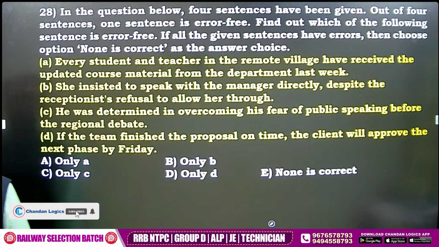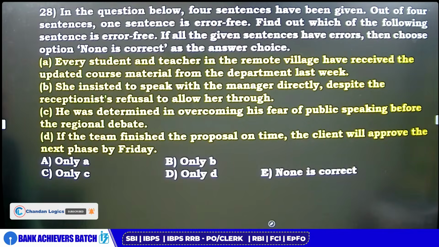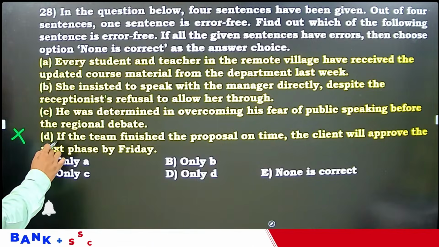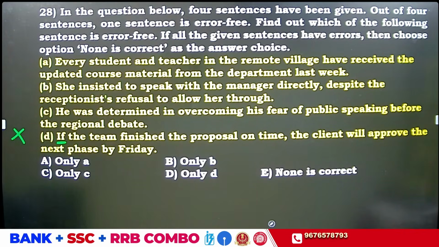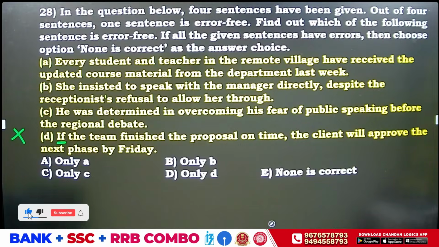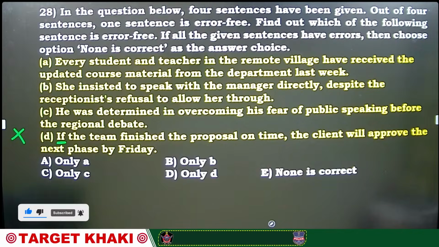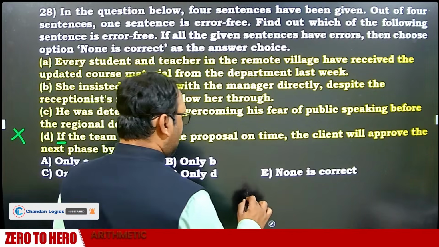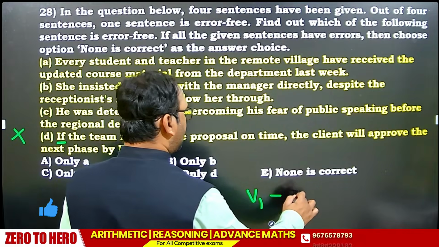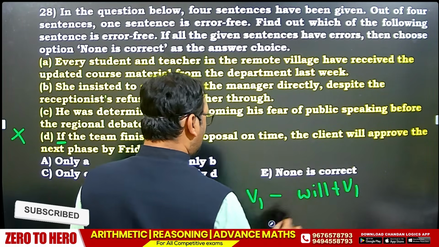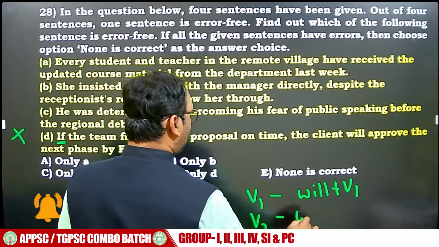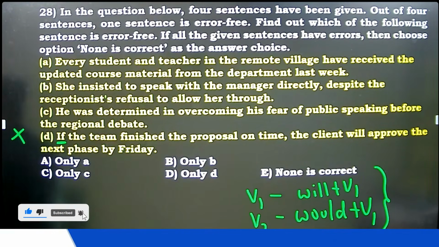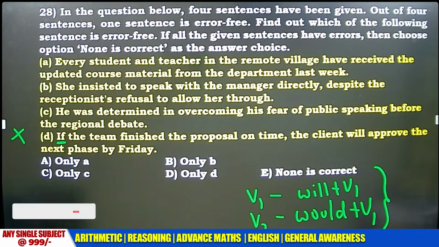Let me go to option number 4. "If the team finished the proposal on time, the client will approve the next phase." 100% wrong. Why? This statement started with if, correct? Whenever we talk about if, it is about conditionals. In the topic of conditional clauses, there are different rules. If the conditional clause is in V1, the main clause should be will plus V1. If the conditional clause is V2, the main clause should be would plus V1. How many of you know this rule? Yes or no?